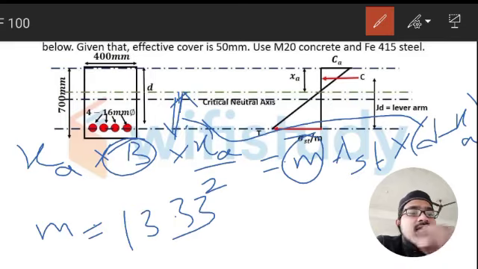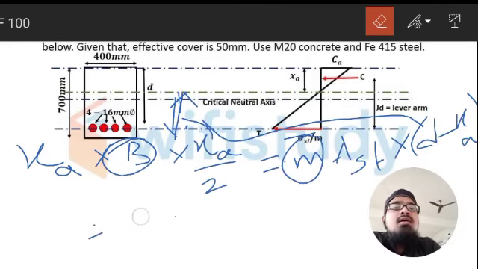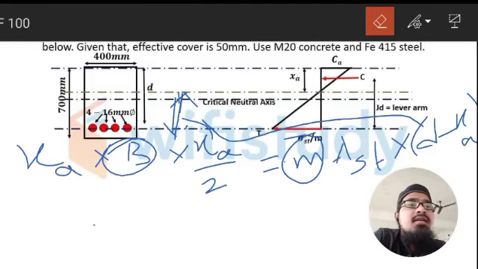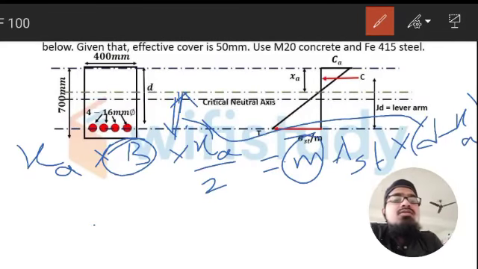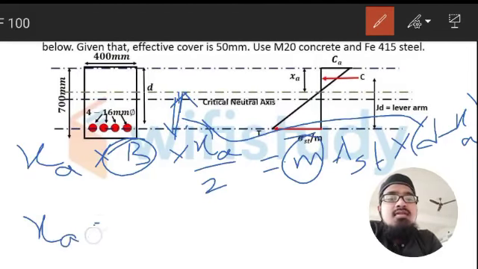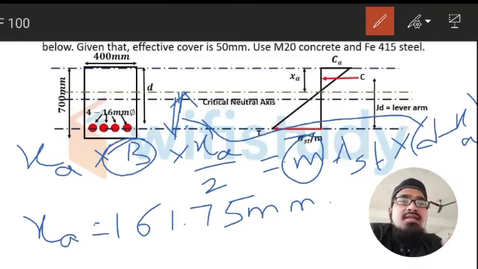And the effective depth we have already found, that is 650 mm. So put all those values and find out the xa. This is the thing that you should do. I am not going to do the entire calculation here. You should do it in your notes while carrying a calculator. So I will tell the overall value: xa will be equal to 161.75 mm. This is the value of xa.